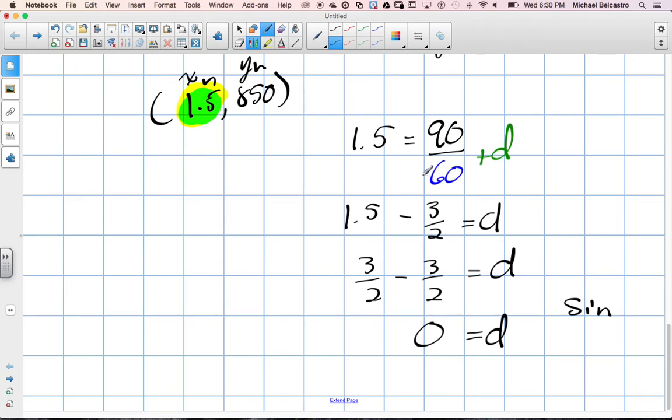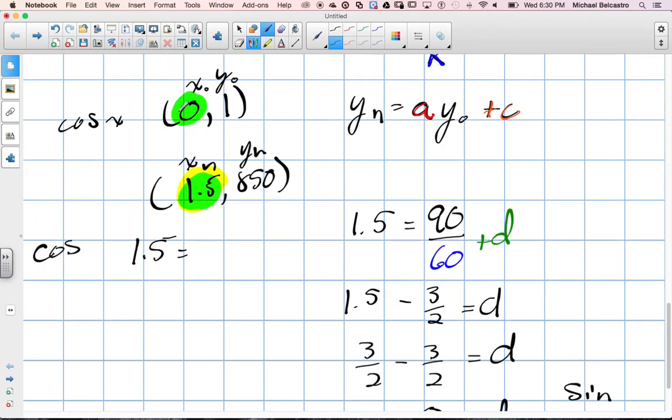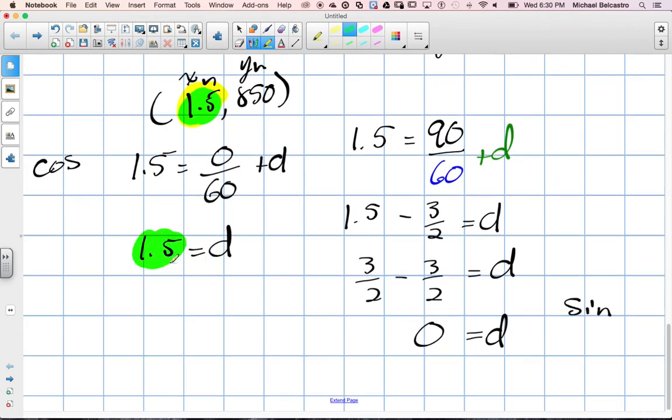We'll use that same notation, but with cos. Our new x value is still 1.5, but our old x value in that one was 0. So we have 0 divided by 60 plus d. 0 divided by 60 is going to be 0, so we end up with 1.5 is equal to d. So depending whether it was cos or sine, whichever they want to solve in, our d value is going to be very, very different. Let's highlight it here. Our d value for cos is 1.5, and our d value for sine is 0.